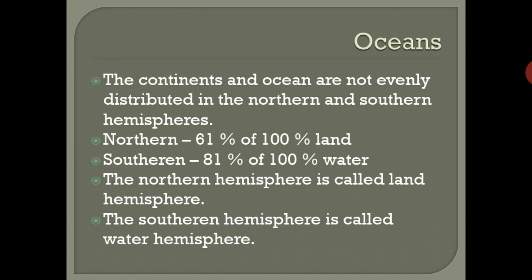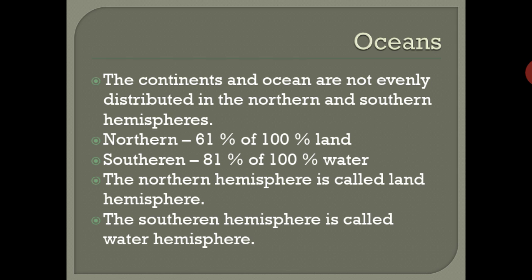Earth is split into two by the equator. In the northern hemisphere the area is 61% land, so how much remains? 39% alone is water area. But it is the opposite in the southern hemisphere. The southern hemisphere holds 81% of the water, because of the pattern of land and water distribution. So if 81% is water, the remaining 19% only is land in the southern hemisphere.